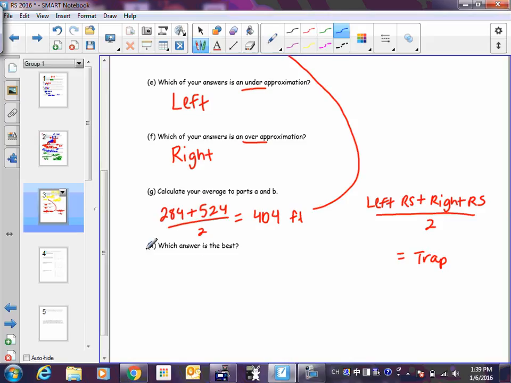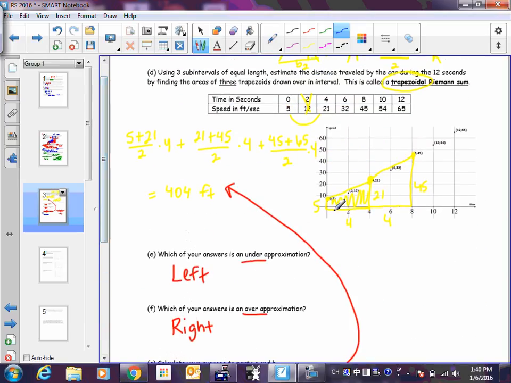All right, and so this is the most interesting question, I believe. Which answer is the best? Trapezoid? Anybody think midpoint? It could be midpoint. We don't really know exactly. In this particular problem, it's really hard to tell. Impossible to tell with what we know. Ultimately, what really makes our answer the best is increasing the number of rectangles or trapezoids. The more you have, the more accurate your answer is. And I'm going to explain why in a few minutes.